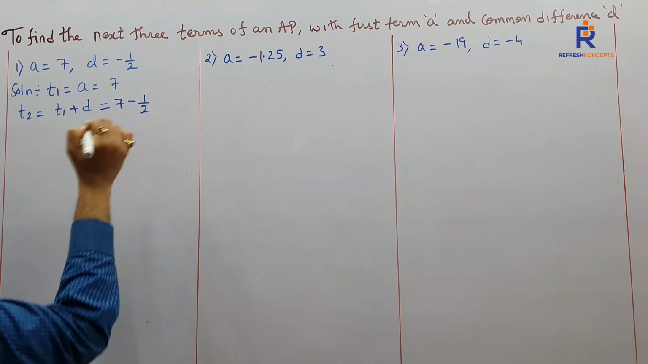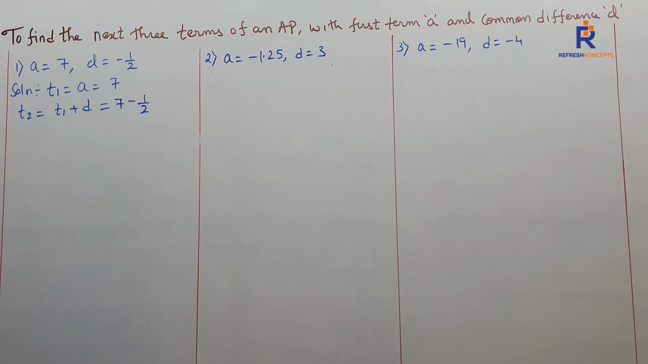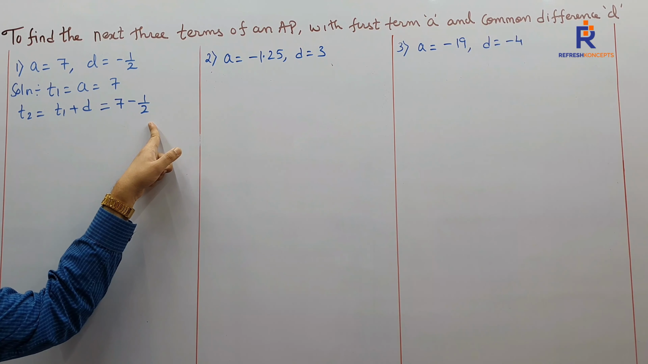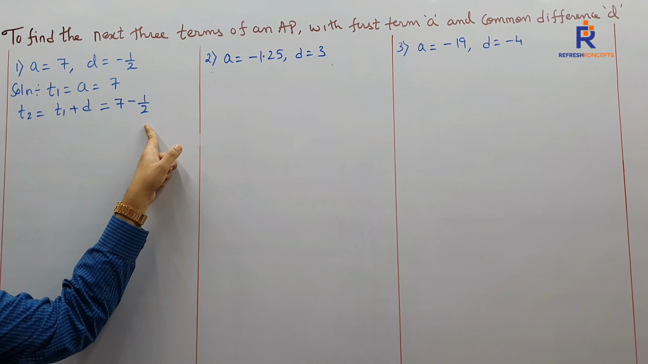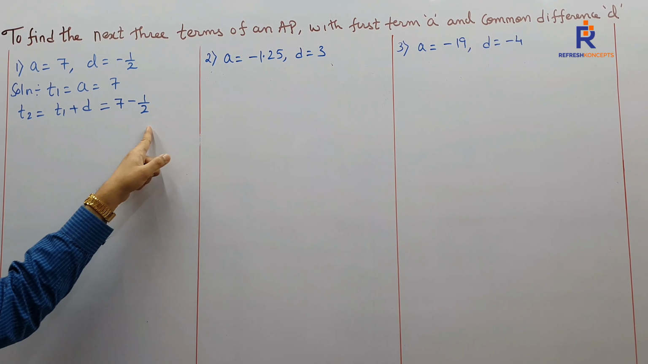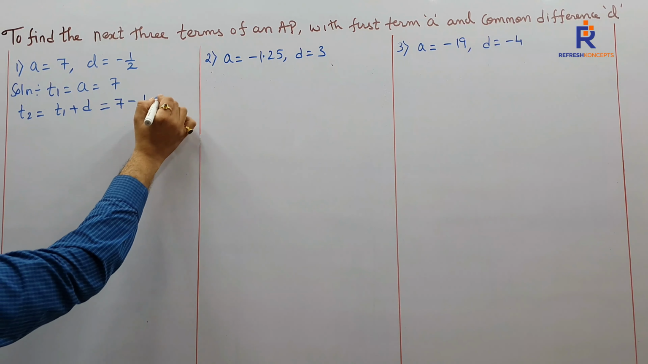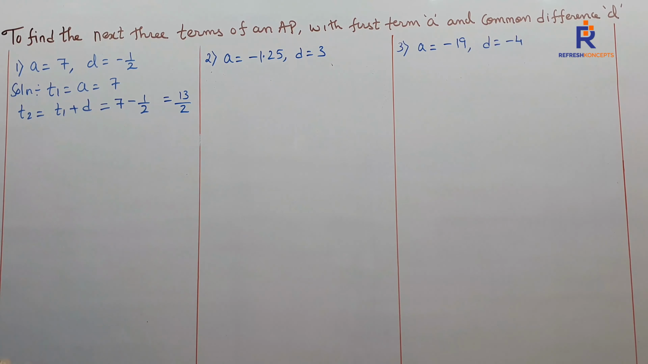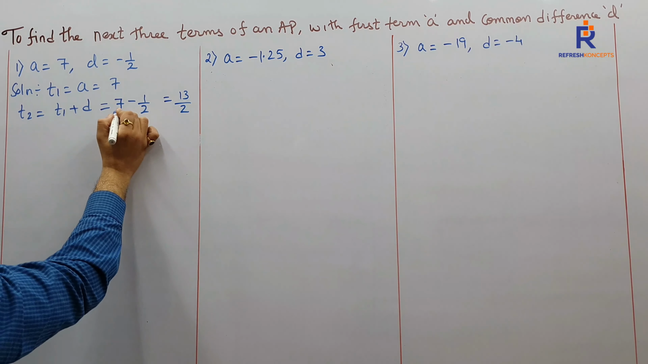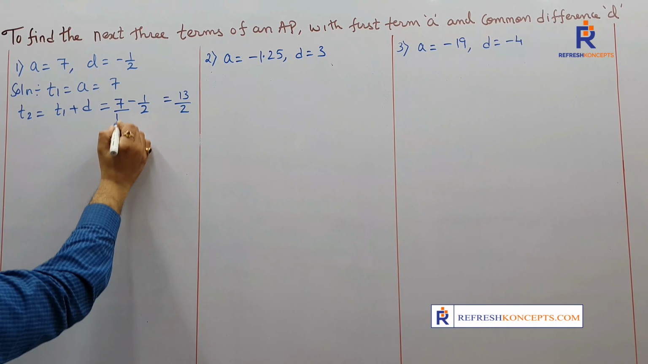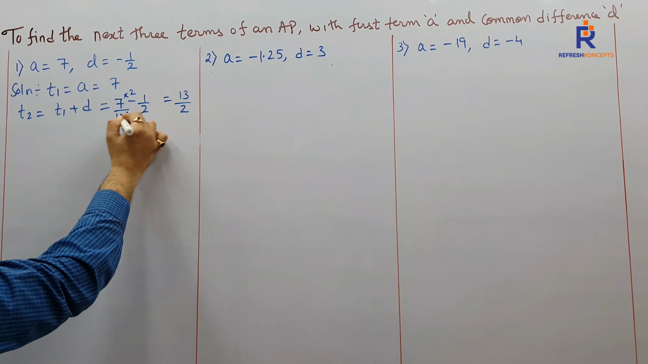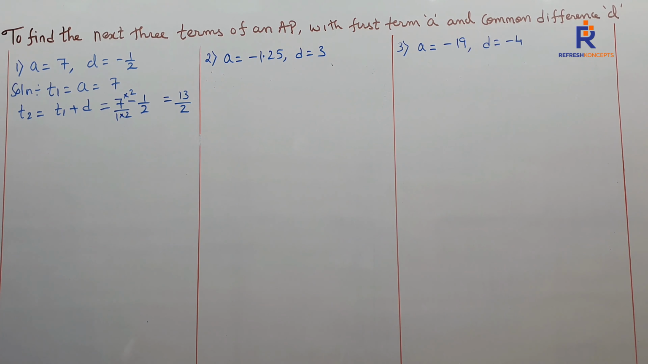So 7 minus half. Now I'll show you two ways to understand. One is the actual maths. The other is 7 minus half is 6.5, and 6.5 can be presented as 13 by 2 in fractional form. So 7 minus 1 by 2 is nothing but 13 by 2. Those who want to go with the calculation part: 7 by 1 into 2 by 2, 14 minus 1 by 2, 13 by 2.